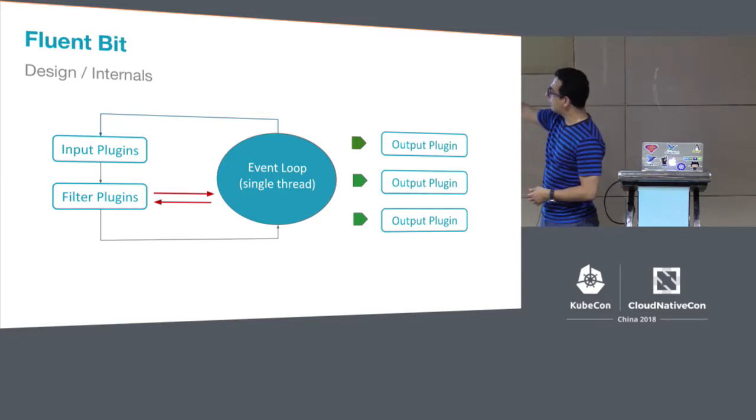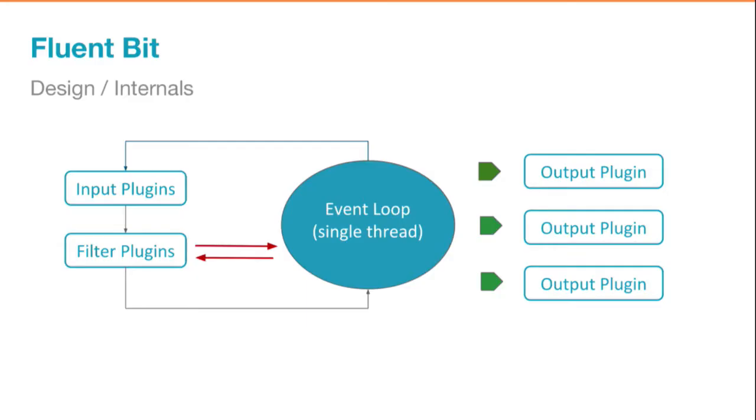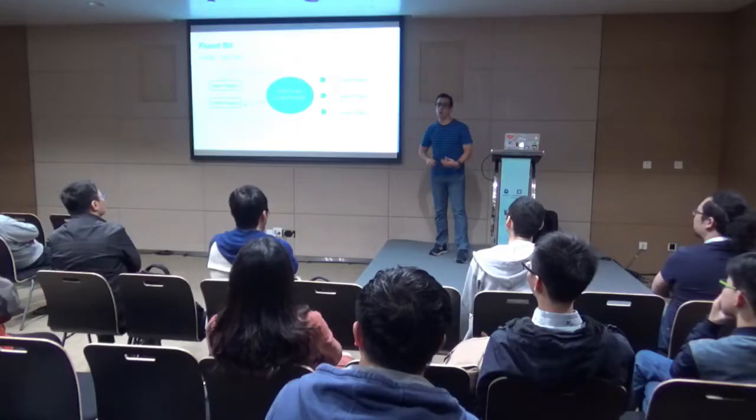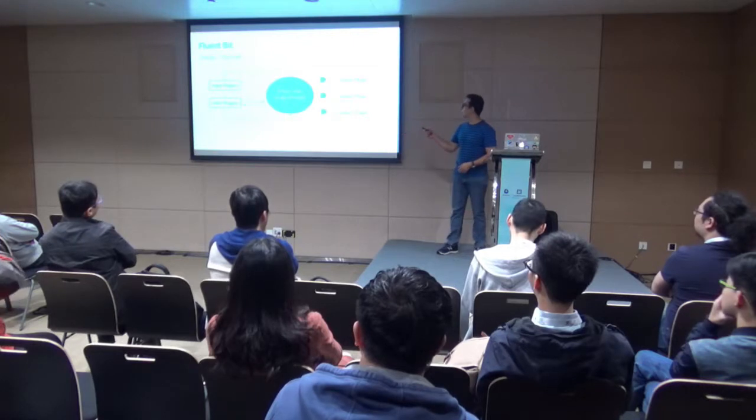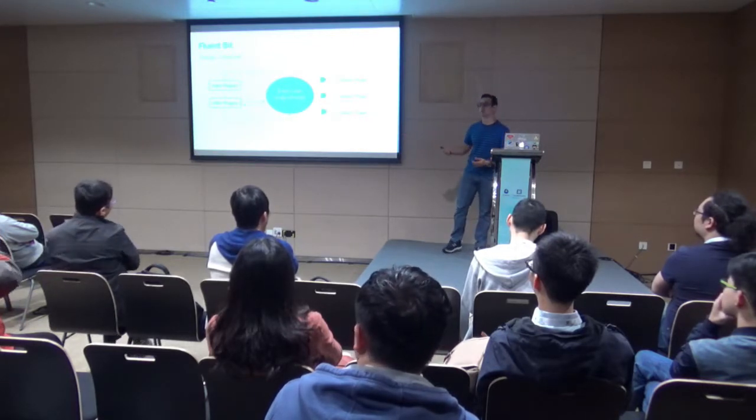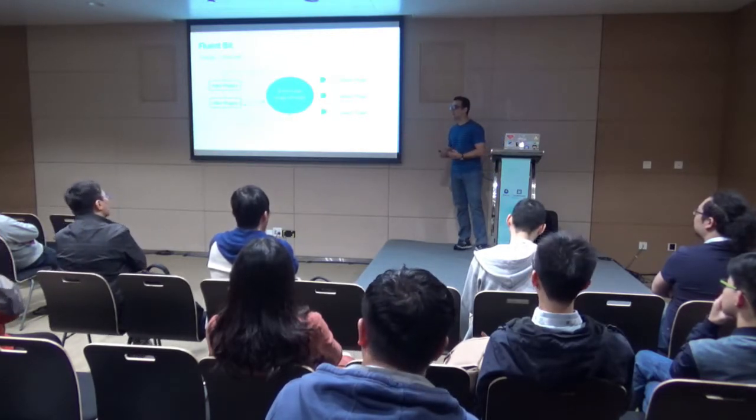So basically, the event loop gets data from the input plugins and passes the data to the filters, and the filters notify the event loop when the data has been processed. And then the information is sent to the output destinations. Output destinations can be any plugin that is already implemented in Fluent Bit. Here we're talking about more technical things because we assume that we have some knowledge about Fluentd or Fluent Bit or logging in general.